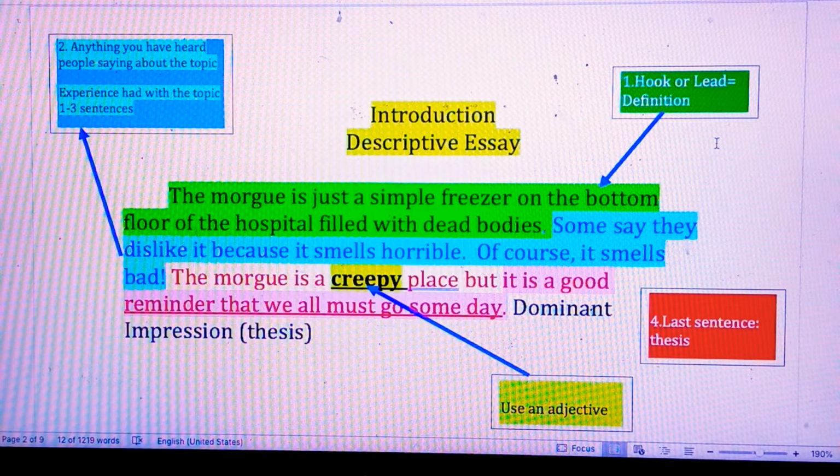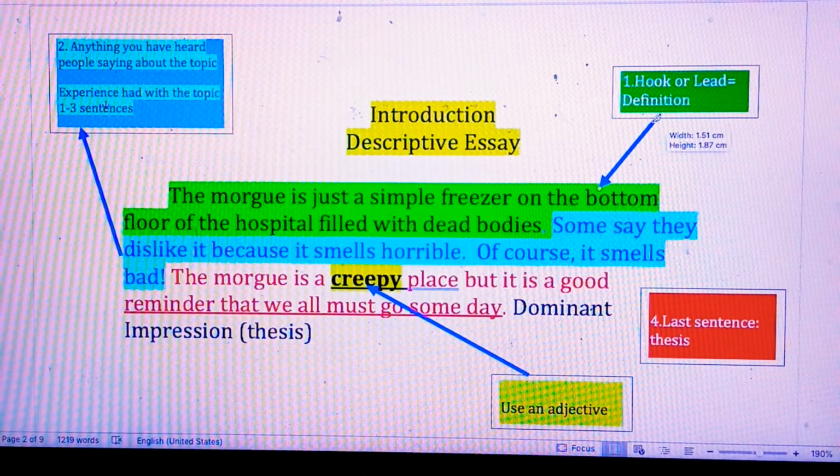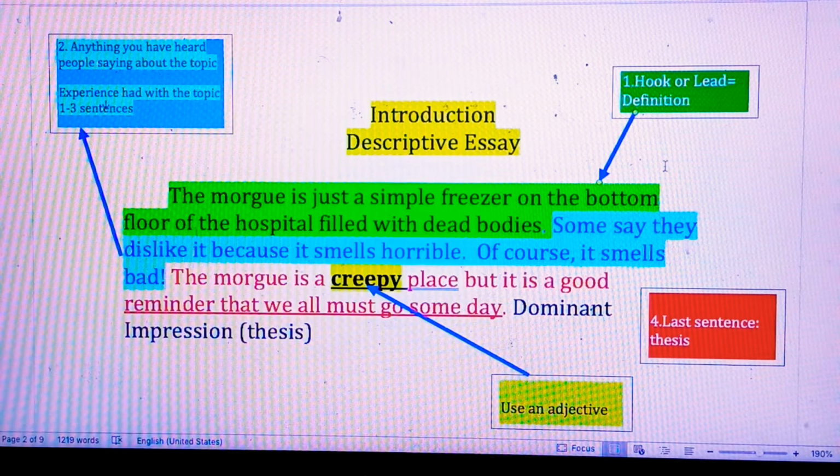The first sentence in the introduction should be your hook. The hook is your welcoming, your opening, your invitation to the rest of the essay. So we are encouraging you in this particular sample to use a definition. That's a kind of hook we can use. And the student writes, "The morgue is just a simple freezer on the bottom floor of the hospital filled with dead bodies." This is not the only way you can invite someone into reading further.